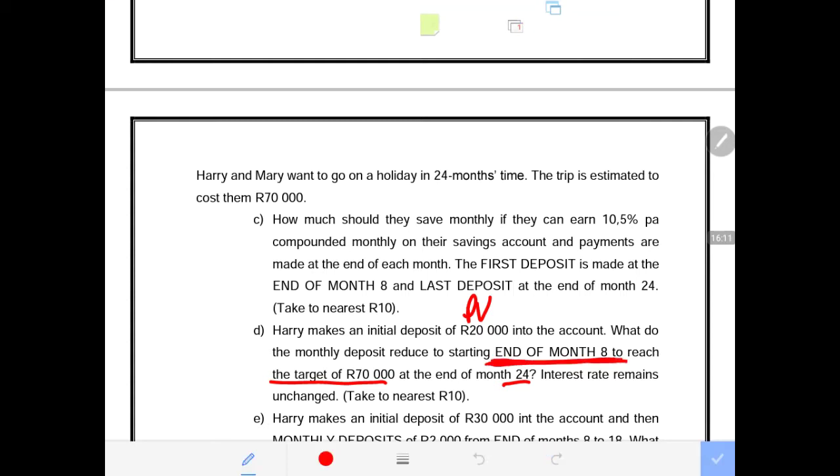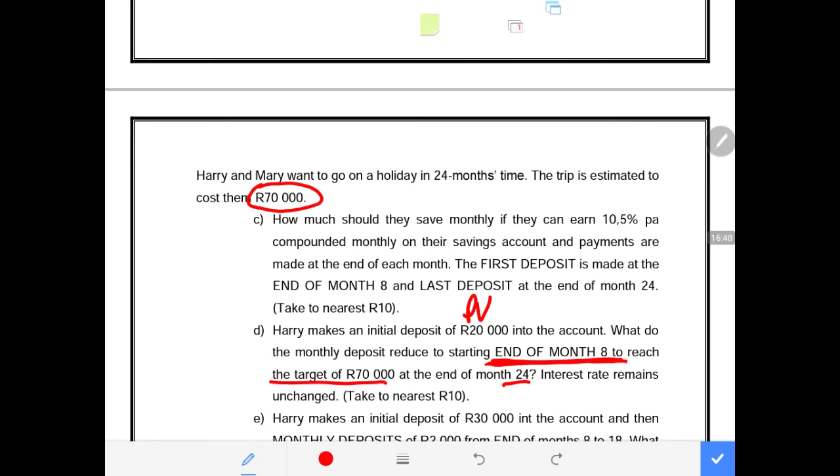Remember once again, these two people, Harry and Mary, whom I assume to be a couple, want to have 70,000 at the end of 2 years so that they can go on their holiday trip. That is our target, a holiday trip in 24 months' time, and the cost of the trip is 70,000. We have different scenarios or options on how they can reach the 70,000.